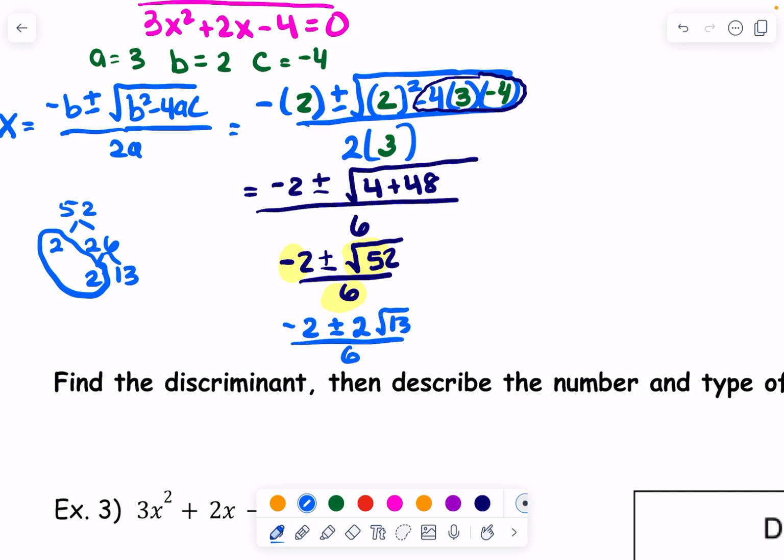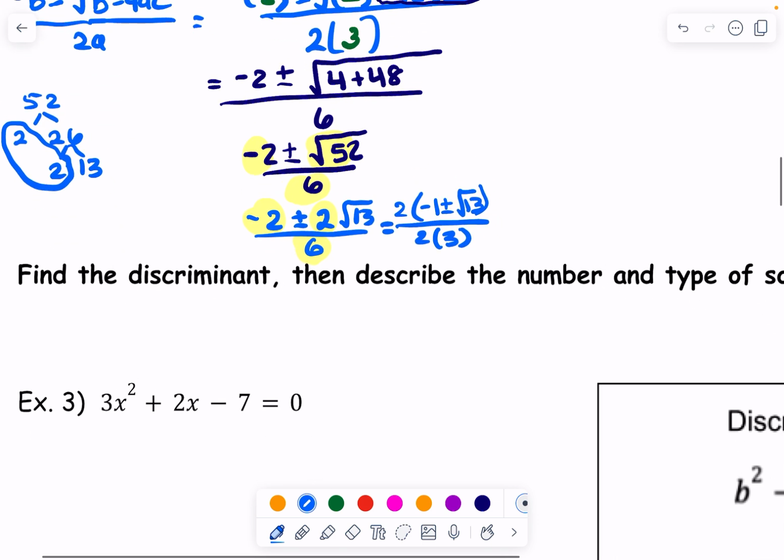Now remember that little triangle we were talking about? We have these 3 outside values, and they have to have something in common, otherwise we can't take it out. And we see that they all 3 have a 2 in common. And so if I take a 2 out of the top, I'll get negative 1 plus or minus radical 13. If I take 2 out of the bottom, I'm just going to have 3.